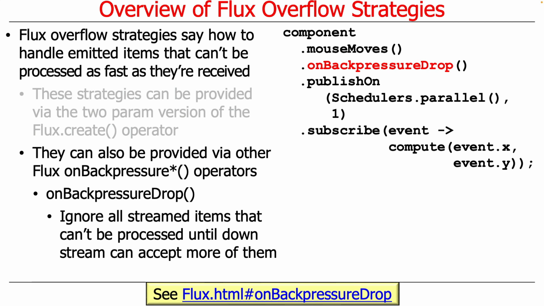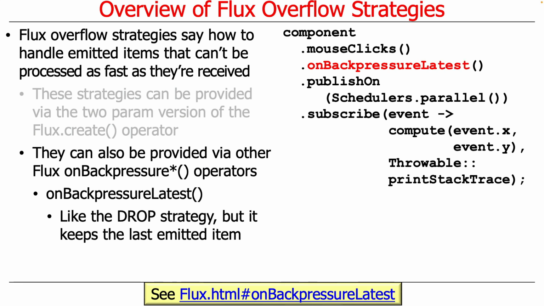So here's a simple example. This is onBackpressureDrop, which says ignore things that can't be processed until it's possible to process stuff, like the burst events. So here we're going to have a bunch of mouse moves that are generated, and we're going to subscribe to run these things, and we're going to do some computation with the mouse moves that come in, and we're just going to drop the events if we can't keep up.